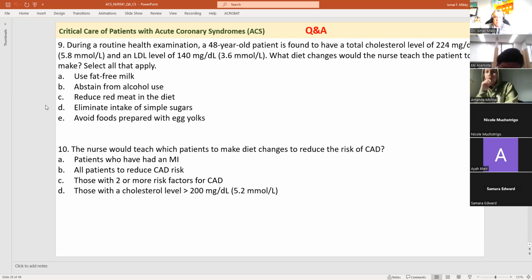All right, number 10. Professor, you say it's A, C, and E? Yeah, A, C, and E. Okay.